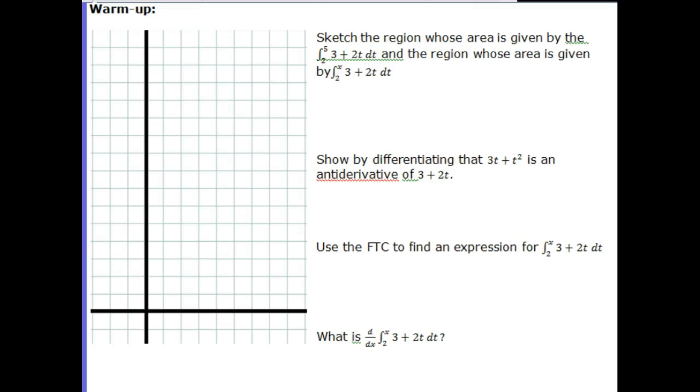The region whose area is given by the integral from 2 to x of 3 plus 2t dt. So what you do is you say, all right, here's 2. Here's 5. If you integrated that function from 2 to 5, that's like 3t plus t squared from 5 to 2. So 3t plus t squared from 5 to 2. Evaluate.